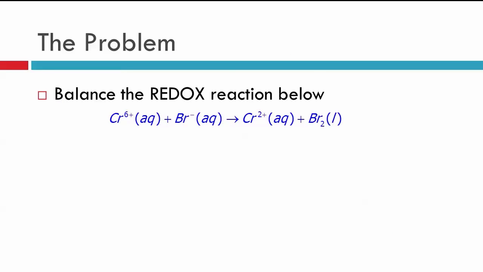So here's an example. You might see it just this way on a test. Balance the redox reaction below. It's a redox reaction we can see because oxidation numbers are changing. So let's go through the process of balancing this, and this will be the perfect example for what we're trying to do here.